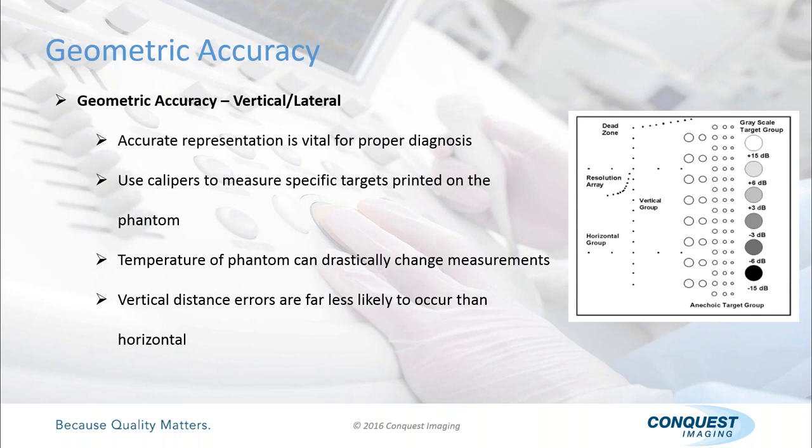Then we get to the geometric accuracy, vertical measurements and lateral measurements. This is critical for accurate diagnosis of problems. If you had a cyst or an even healthy baby and you're measuring the forehead to see how old the baby is and if it's maturing at the proper rate, if you don't have accurate vertical and horizontal measurements, then all your calculations will be thrown off. So really verifying this is very important.